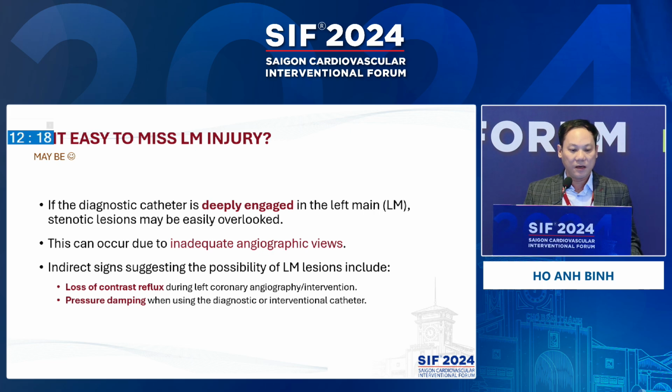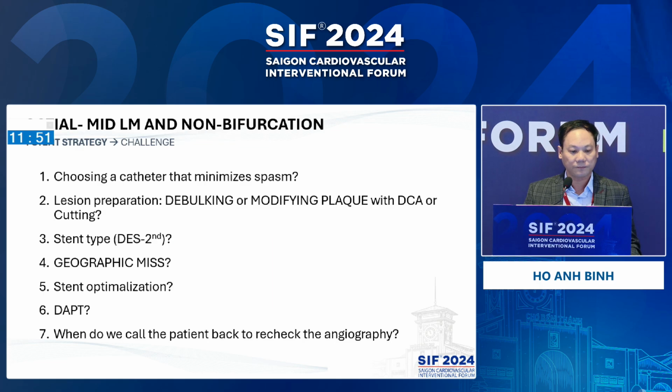One thing is that it's easy to miss a left-main lesion, because when we do the angiogram, the catheter is deeply engaged in the left main, and the stenosis may be easily overlooked. And sometimes we do not use enough angiographic views. Some indirect signs suggest the possibility of a left-main lesion, including the loss of contrast reflux and pressure damping. Some points that we need to pay attention to.